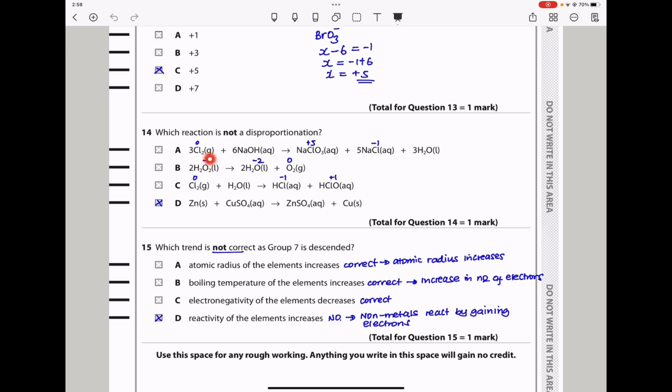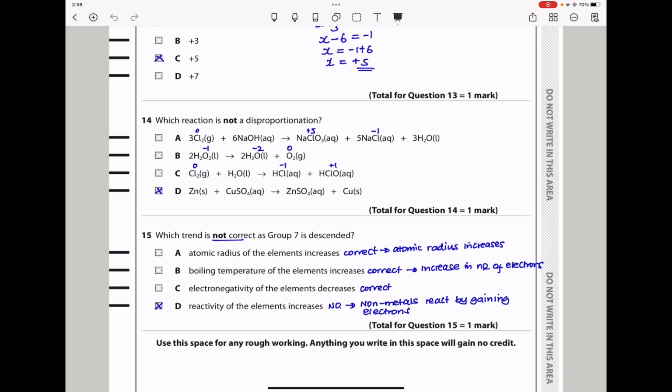Here we can see oxygen -1, converted to -2, and then 0. This is reduction and that is oxidation. That is also out. Oxygen, converted to -1, reduced, and then +1 oxidized. That is out. And then indeed we can see this is oxidation and this is reduction, but it's not for the same species, so this is not a disproportionation reaction, and therefore it's our answer.